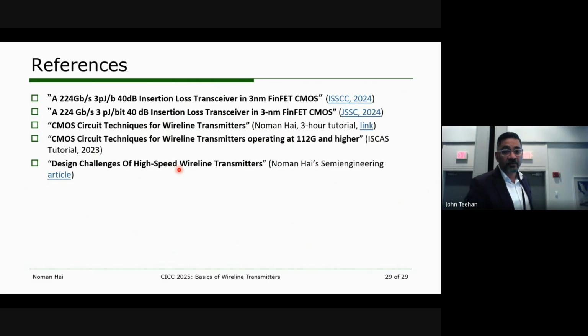And I'm also presenting at CICC a 224 gigabits per second SerDes. This is the industry's fastest SerDes by far. And we are the first ones who did it, at Synopsys as an IP, at least 3-4 years ago. We presented it last year at ISSCC, and we are presenting updated results at CICC in 2 days as well.